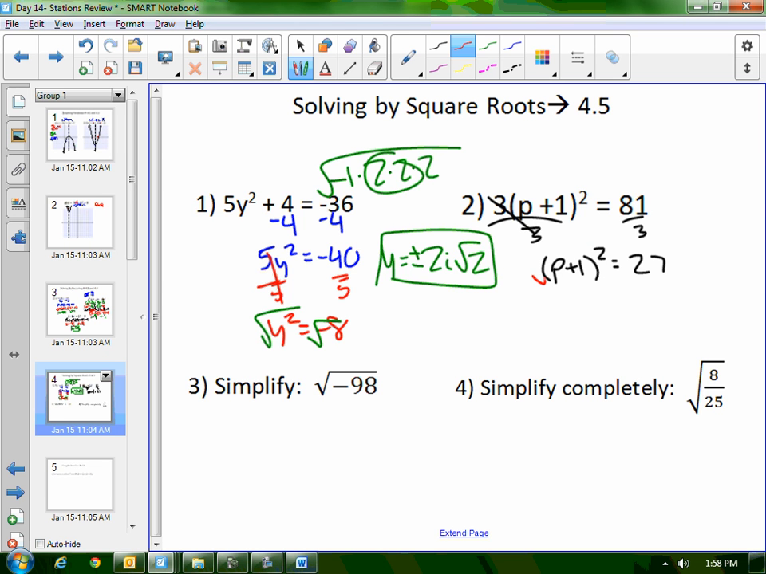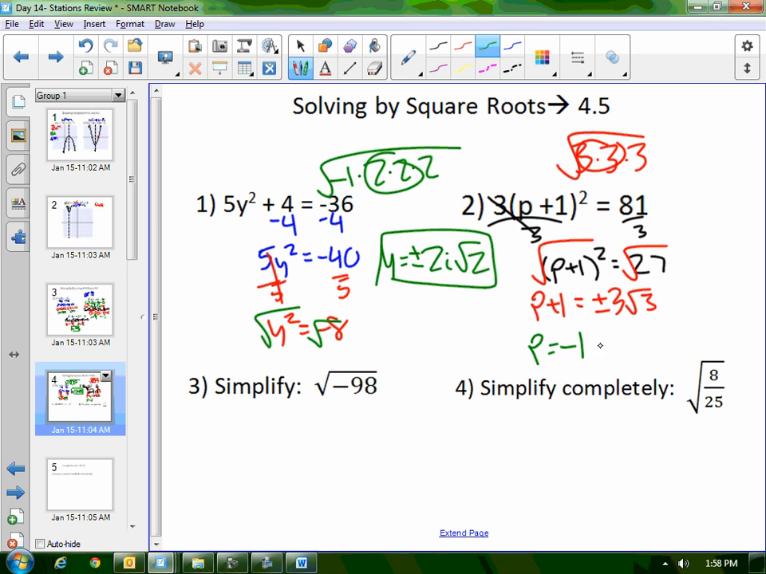Now I can square root both sides, and I get p plus 1 equals plus or minus the square root of 27. 27 is 3 to the third, so this will be 3 radical 3. And then when you subtract 1 on both sides, you have negative 1 plus or minus 3 radical 3. Don't put your answer as a decimal.